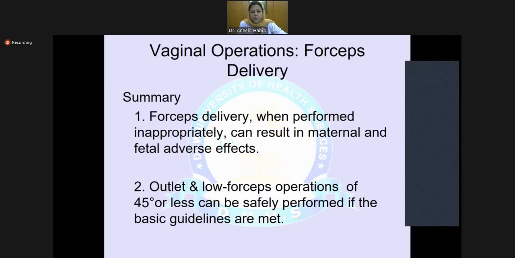And outlet and low forceps operations, 45° or less, can safely be performed if the basic guidelines are followed and the consultant is expert enough for the application of that instrument, and can anticipate the complications and treat them accordingly.